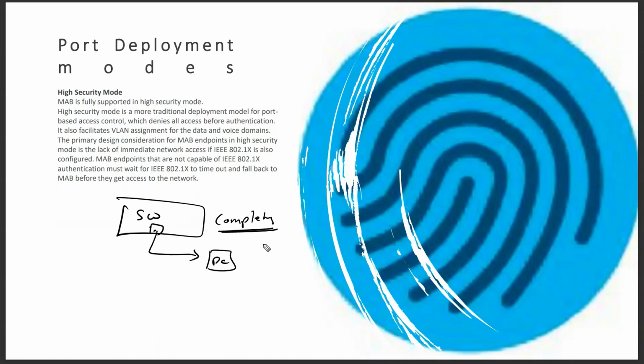After completing the authentication, the switch will get the authorization. Once the switch gets the authorization of that particular PC or machine, only then will it allow access. Until then, there will be no DHCP, and no DNS traffic allowed by default. So it's completely stopping all the traffic in the high security mode.